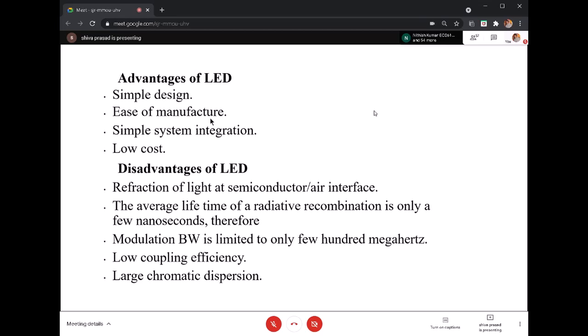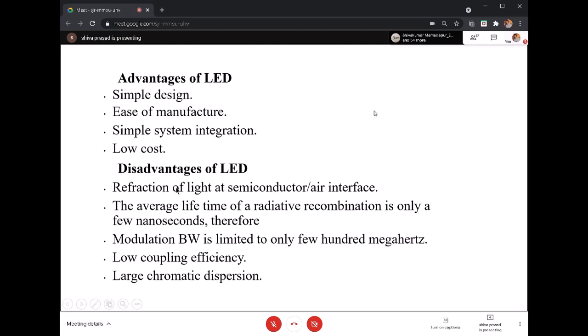You can design LEDs of different colors or different wavelengths, based on what we calculated yesterday. It is going to emit a particular wavelength, so we can have any color of LED. It is also simple for system integration, easy to integrate with systems for operability. And it is very low cost, so that's the reason it is used in so many applications. You all know that. Next, what are the disadvantages of the LED?